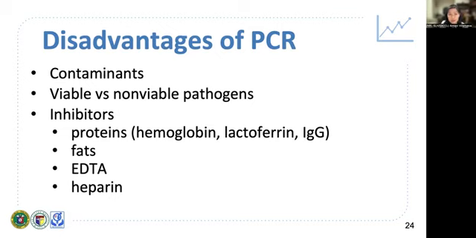So you have your proteins, your fats, and anticoagulants such as your EDTA or your heparin, which are present in your collection tubes. So ito namang inhibitors na to, they can be addressed by good laboratory practices and by selection of proper and appropriate high quality genetic material extraction kits.